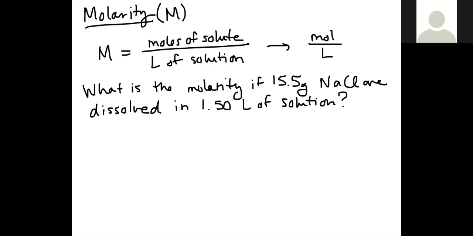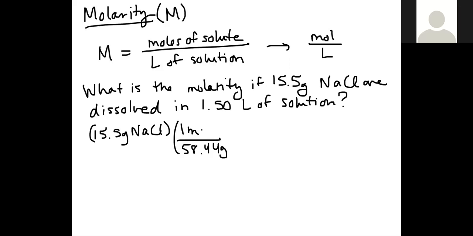What's the first thing I have to do? To get moles over liters, convert the mass in grams to moles using a molar mass. So I'm going to use 15.5 grams of NaCl, and the molar mass of that is 58.44 grams per 1 mole of NaCl, and that gives me 0.265 moles of NaCl.